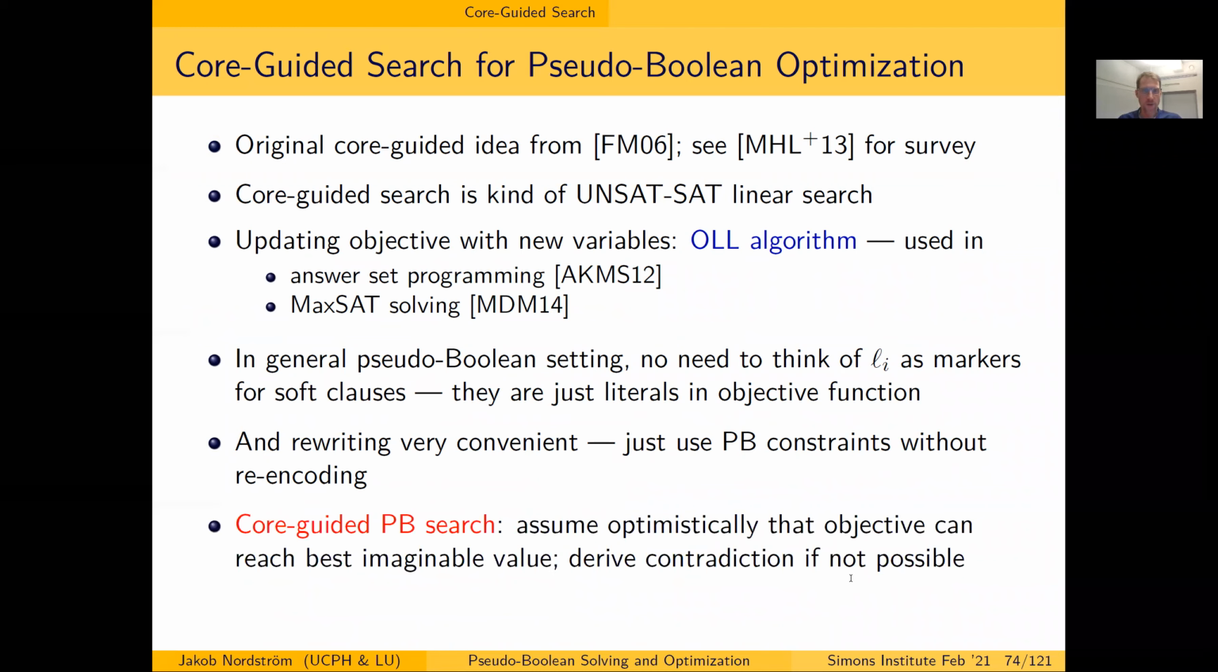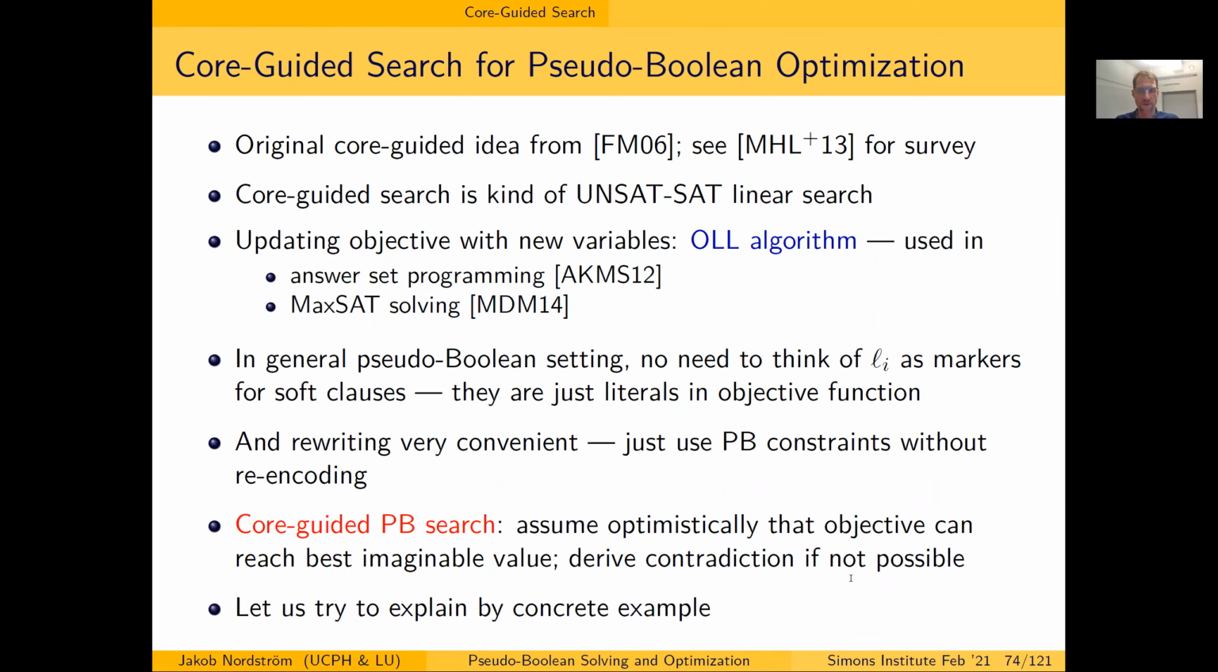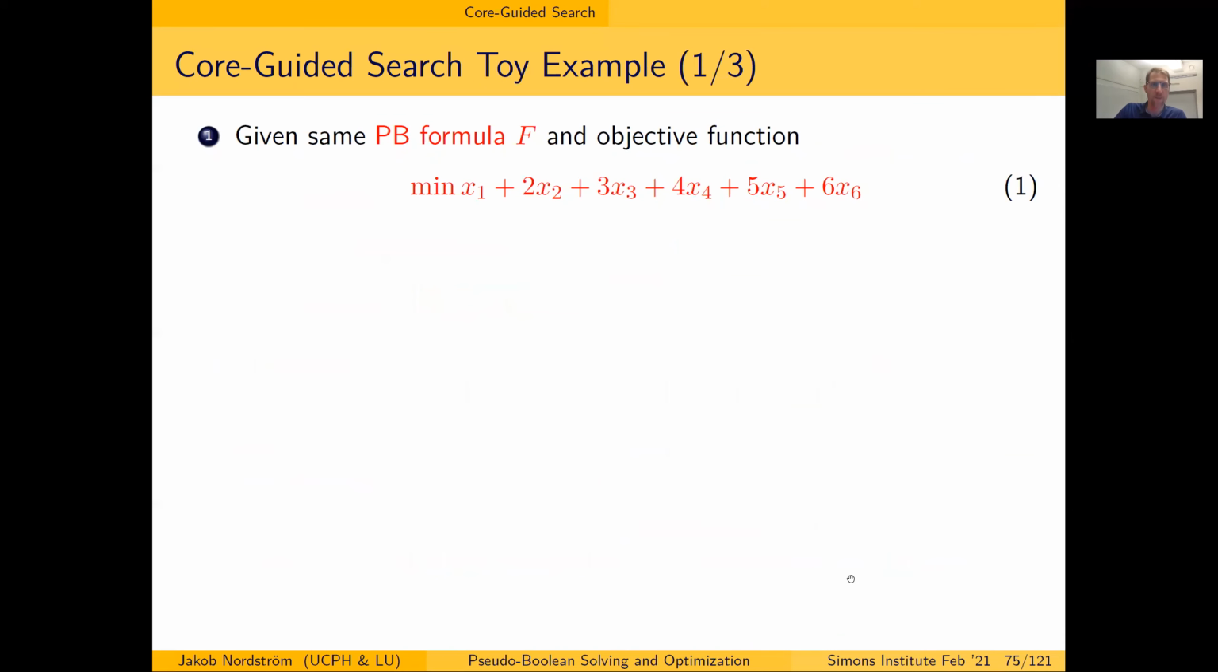So you can do core-guided pseudo-Boolean search, which just assumes that the objective function you have can reach its best imaginable value, and then you derive a contradiction if this is not possible, and essentially run the algorithm we have on the previous slide. So let me, rather than giving you pseudocode because it gets a bit messy, just try to explain the idea by a concrete toy example. In fact, the same example as before.